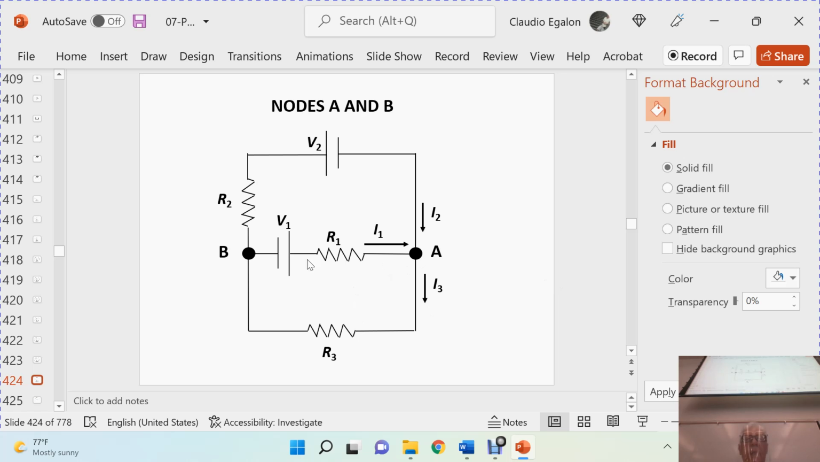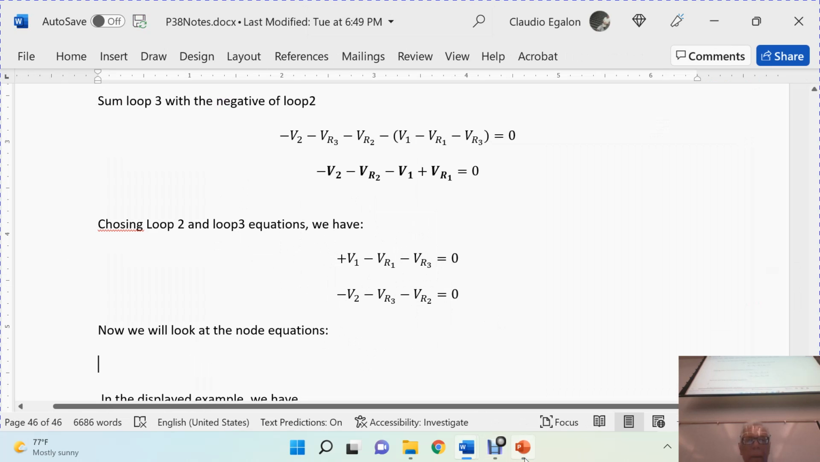Here are my nodes, A and B. Current I1 is flowing towards this node, current I2 is flowing towards this node, and they are combining and becoming current I3. How do you write this equation? We write I1 plus I2 minus I3 equal to 0. So that's how we do it.